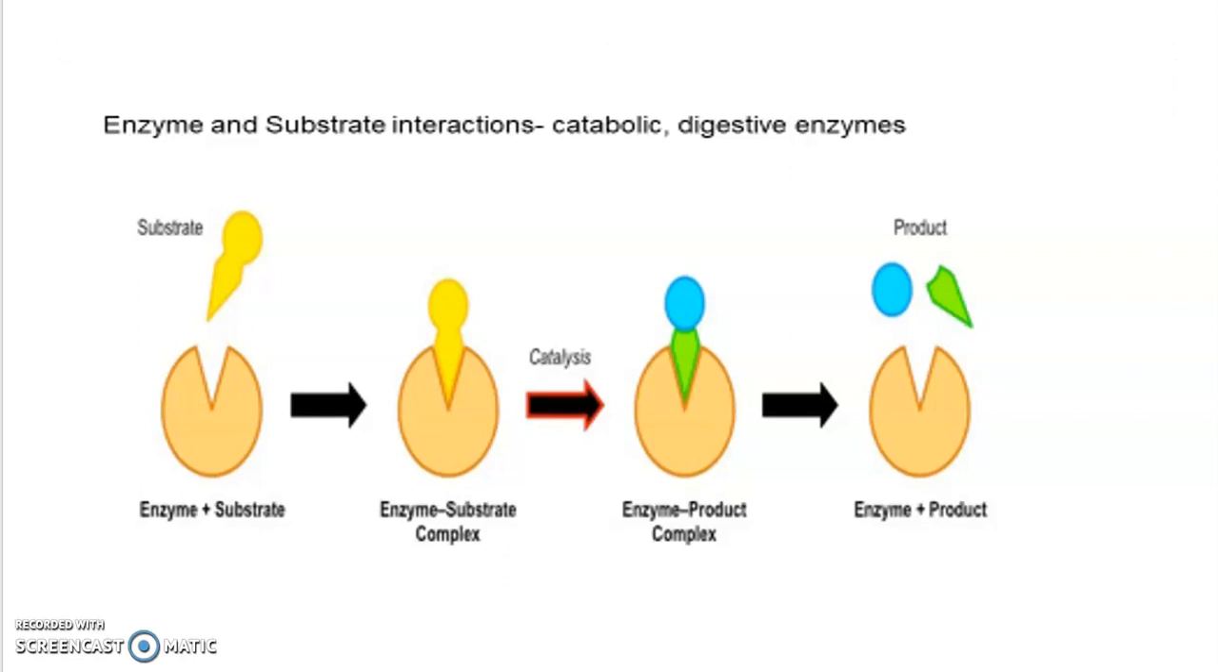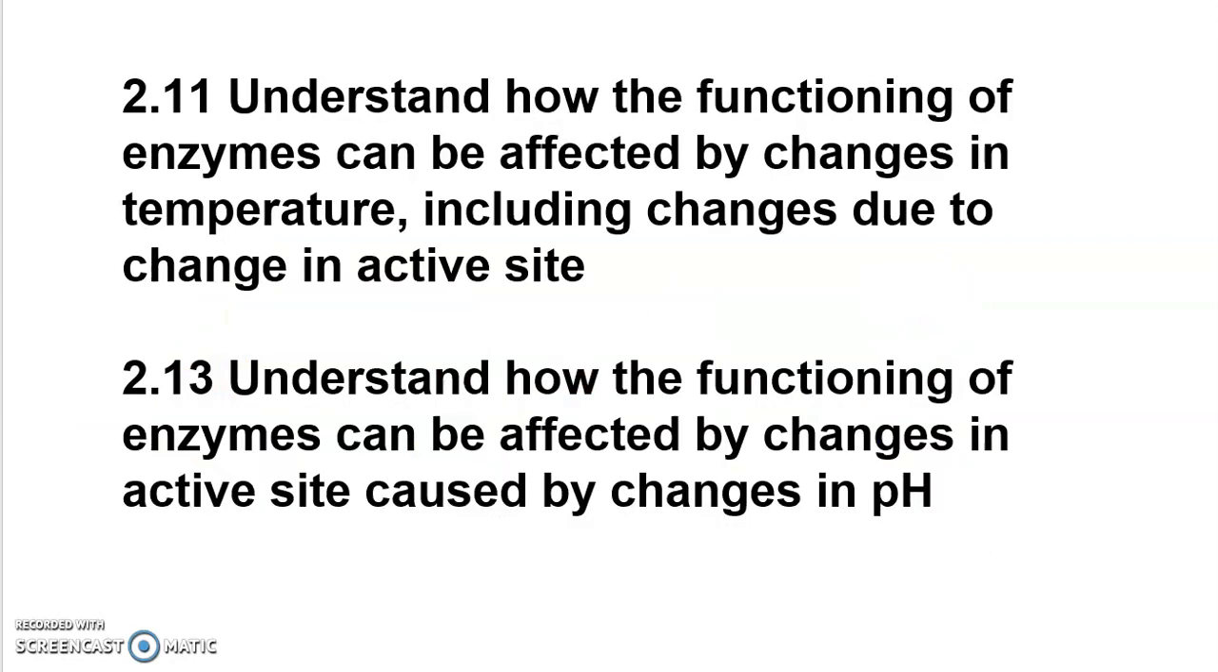So the next thing for us to consider is more to do with the shape of the active site and the sensitivity of the enzyme. So these are the syllabus statements from the IGCSE specification. We need to understand how the functioning, the job of the enzyme, is affected by temperature, and we also need to look at the effect of pH.